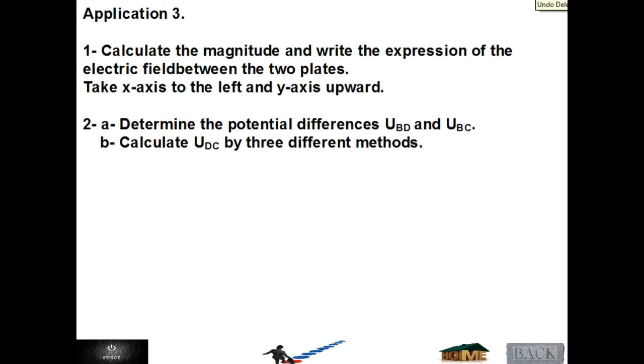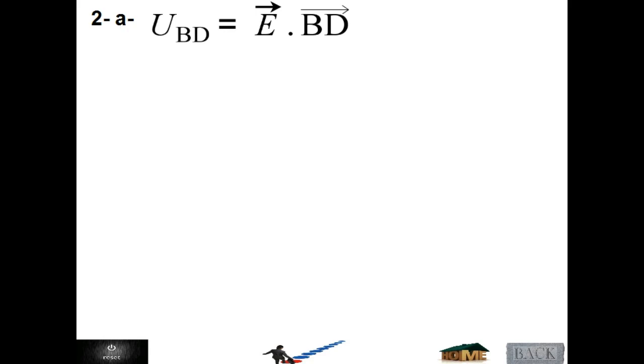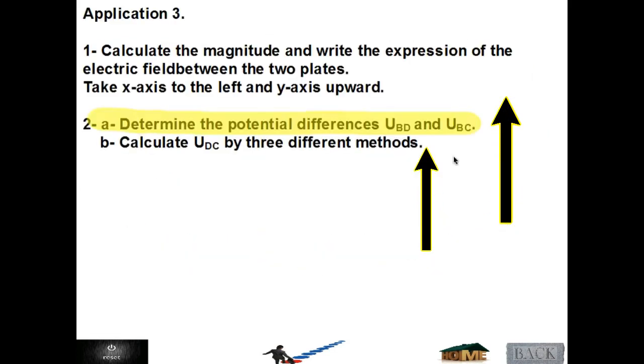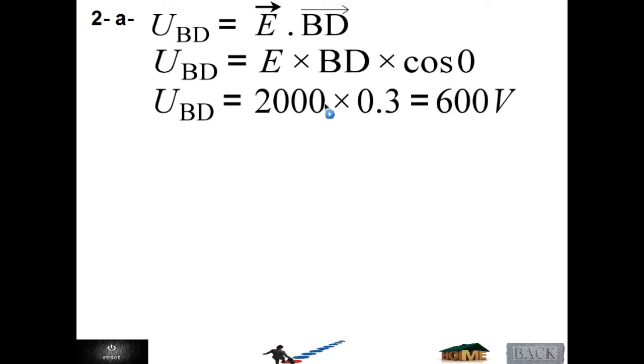So part 2a, determine the potential difference UBD and UBC. UBD equals E dot BD. And since E and BD are both vertical upward, the angle between them is 0. So UBD equals E, 2000, times BD, which is 0.3. We convert 30 centimeter to 0.3 meter, and it equals 600 volt.